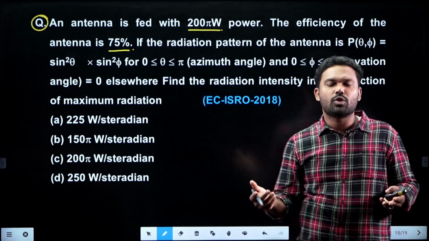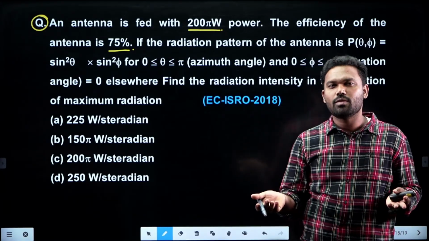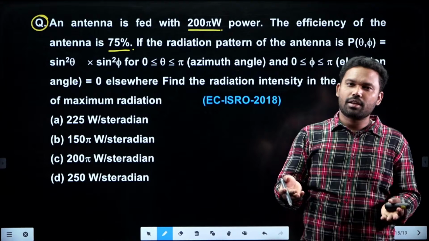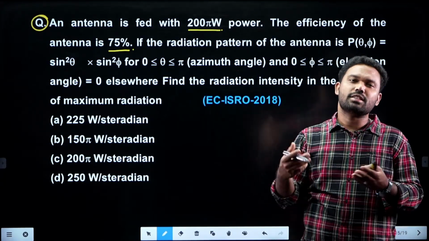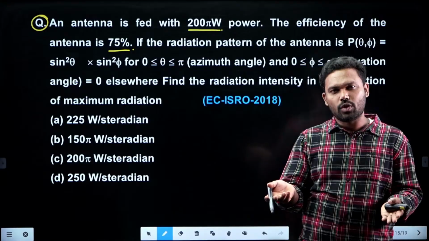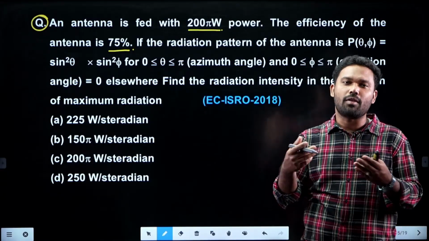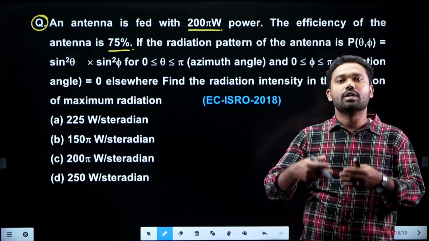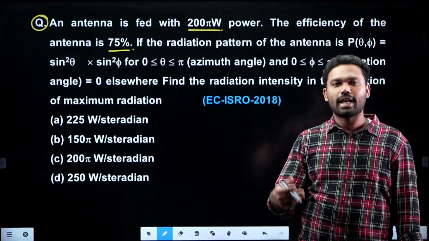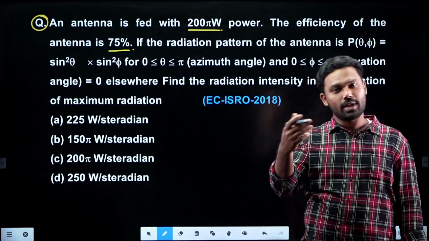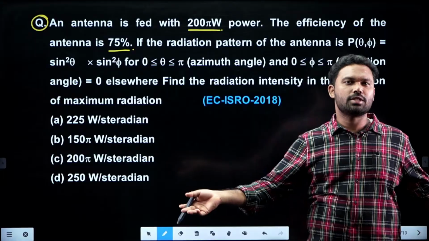Of course, there are some questions on what is the cutoff frequency of the waveguide, or if the electric field is given, what is the magnetic field, which you can find by using the intrinsic impedance. There are direct questions on reflection coefficient, transmission coefficient, power reflection, power transmission, fiber optic cable, core and cladding, what is the critical angle, what is the numerical aperture. All these are formula based questions.